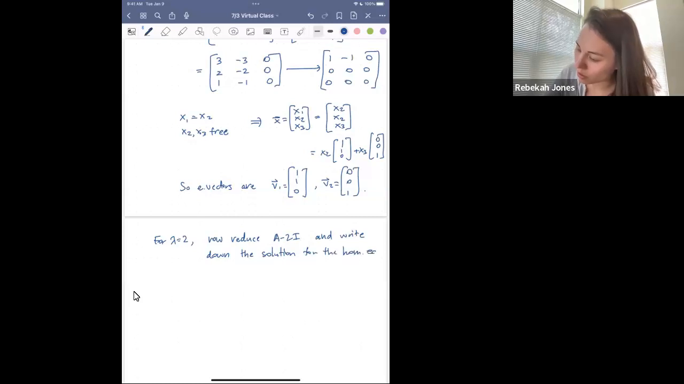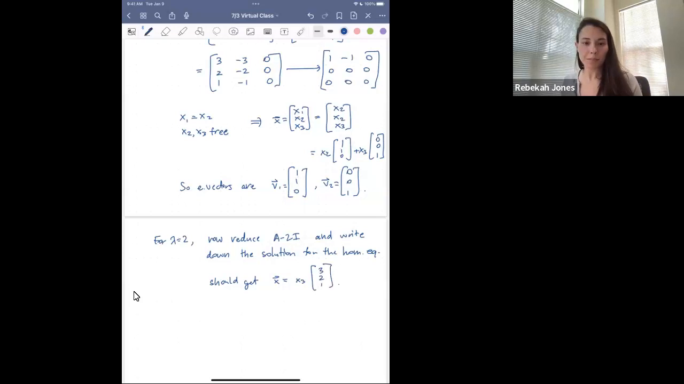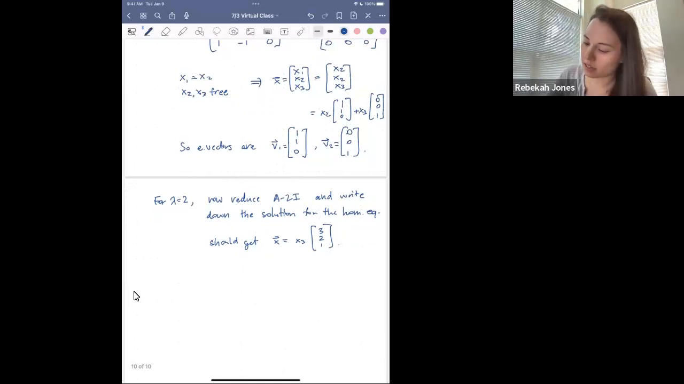For the homogeneous equation, right? And what you should get is your solution is going to look like x3 times (3, 2, 1), like that. Okay. So what that means is that we just skip some steps in here.